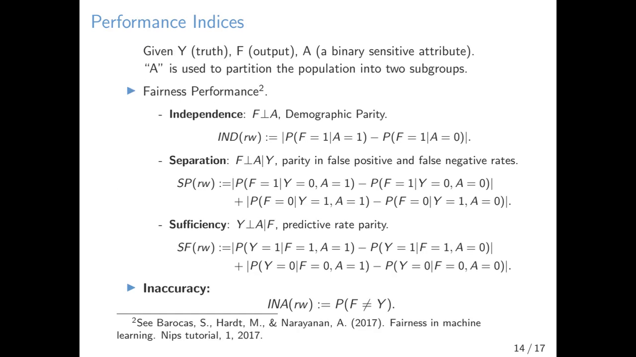Our fairness indices are derived from the 3 types of fairness notions in statistical parity. We refer to the book Fairness in Machine Learning. If we are given a ground truth Y, prediction F, and a sensitive attribute, independence will measure how far we are from the demographic parity. Separation measures how far we are from the false positive parity and false negative parity. And sufficiency measures how far we are from the predicted rate parity.